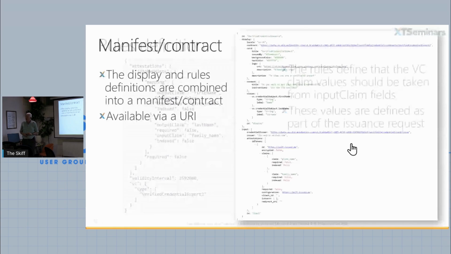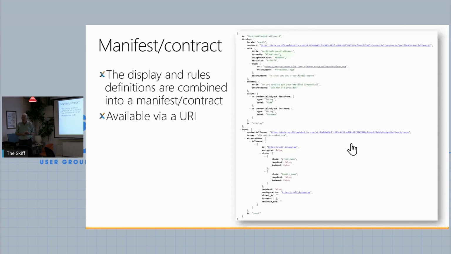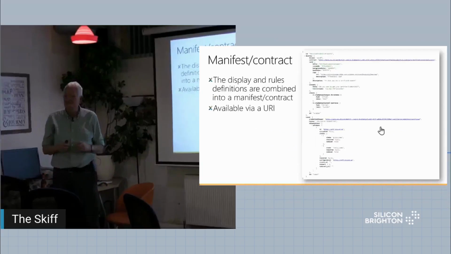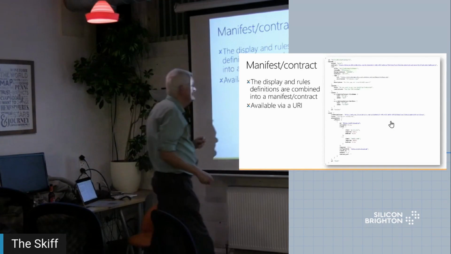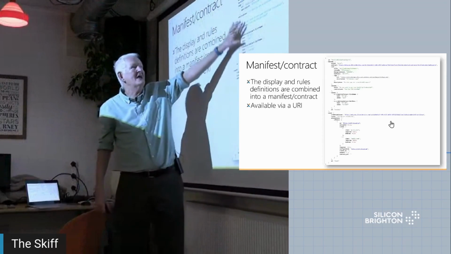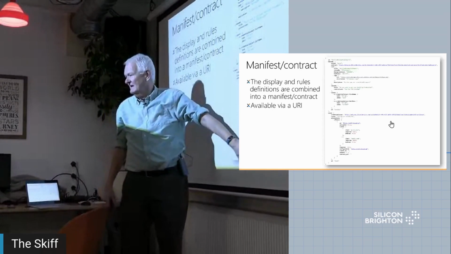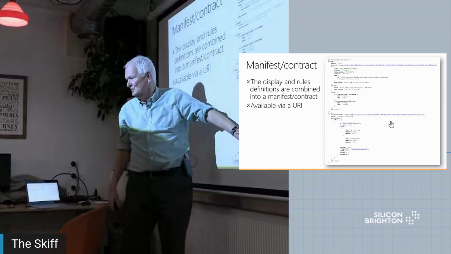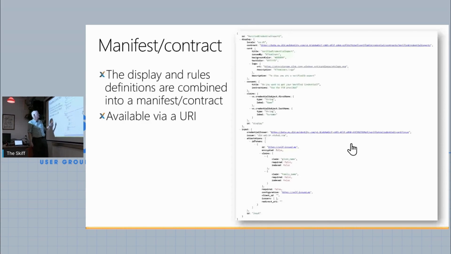Those two get combined in what's called a manifest, right? And it's also called a contract. So contract and manifest are pretty much used interchangeably. What it has is effectively a summary of the display rules, and a summary of the actual definition rules. And what we have is a URL. So if I say, go and get this particular verifiable credential, I can give you the manifest URL, which completely defines what we need to get.